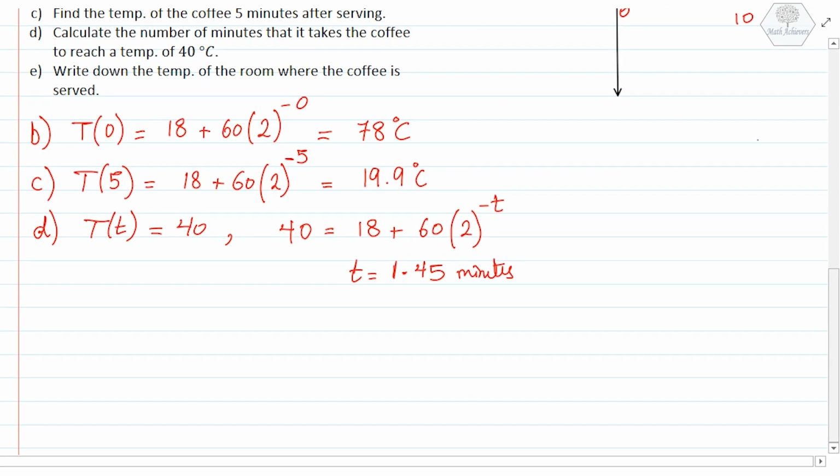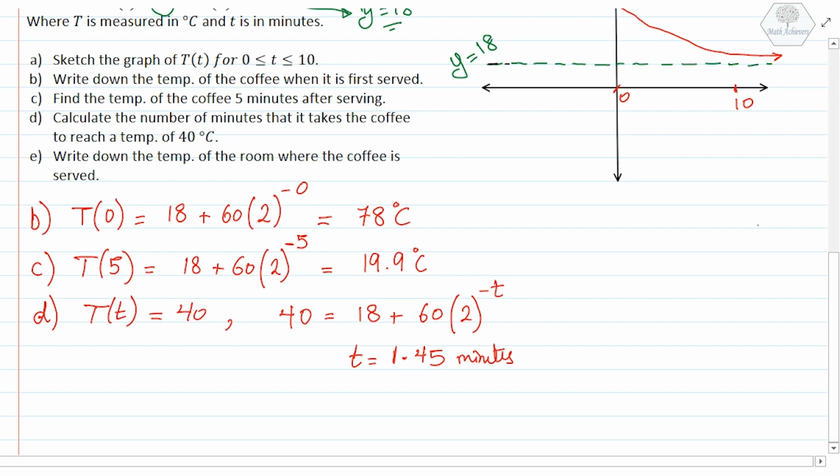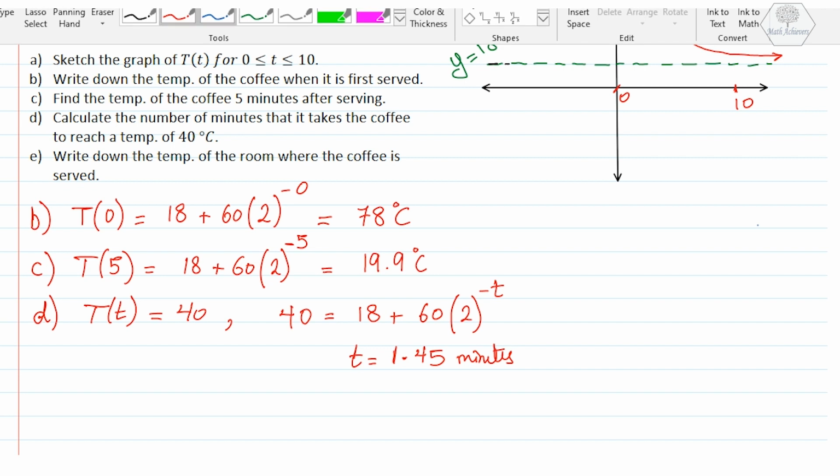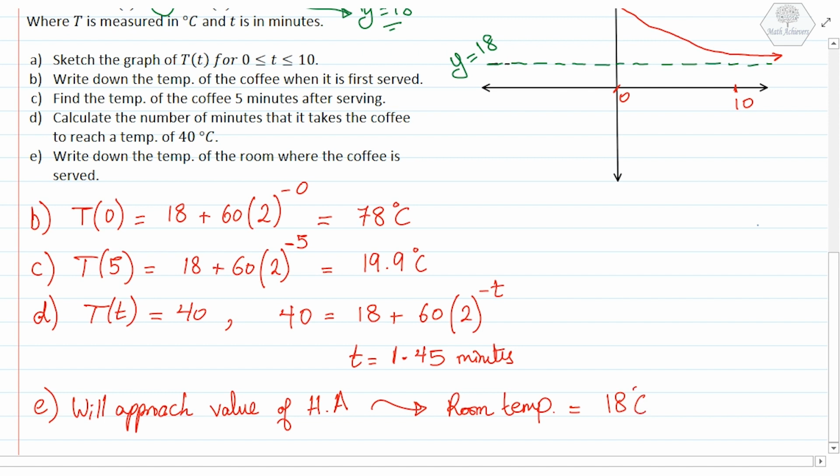So for part E, I can see that the temperature of the coffee will keep approaching the value of the horizontal asymptote. So the temperature of the room is simply equal to the value of the horizontal asymptote, which is equal to 18 degrees.